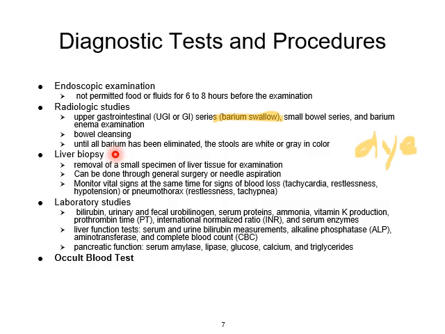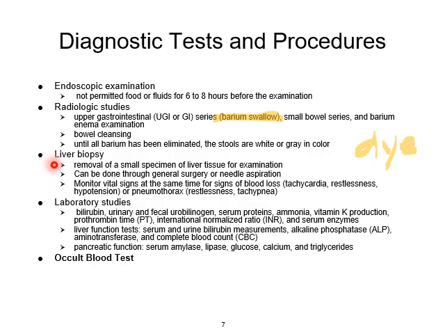And how do we know? We know because until all barium has been eliminated, the stools are going to be white or gray in color. And obviously, how do we do it is we would push fluids so that the barium or the dye can be eliminated from the body.